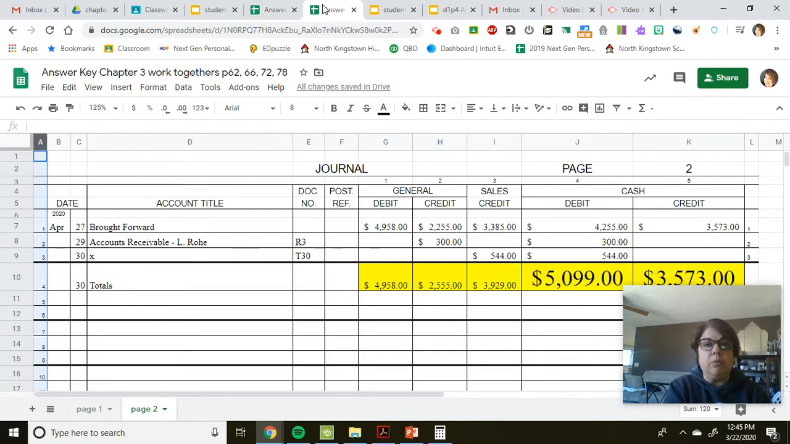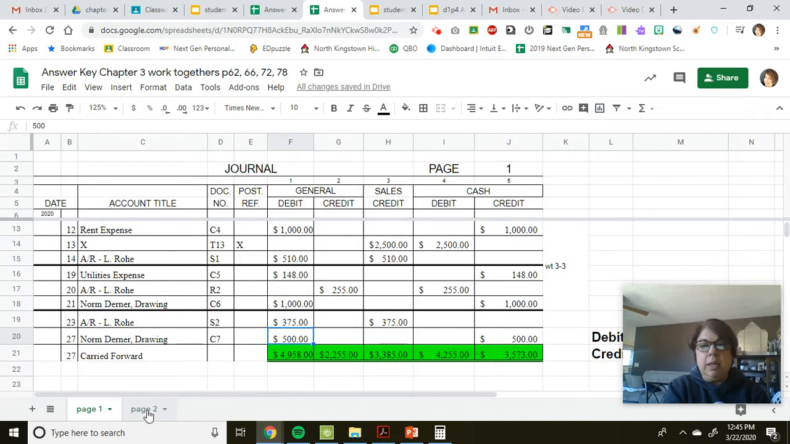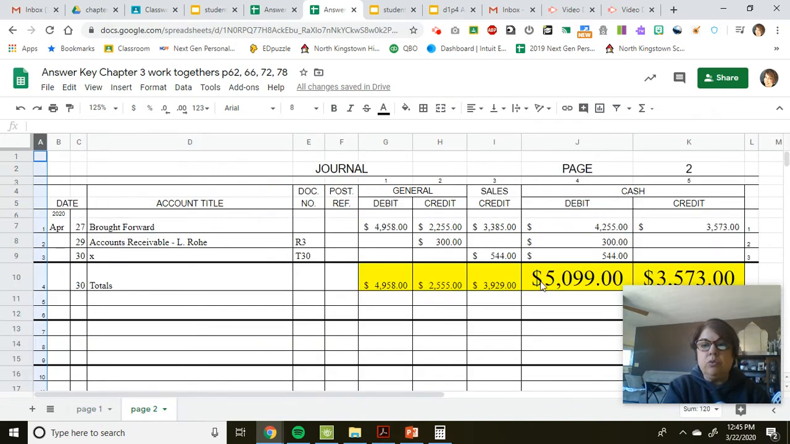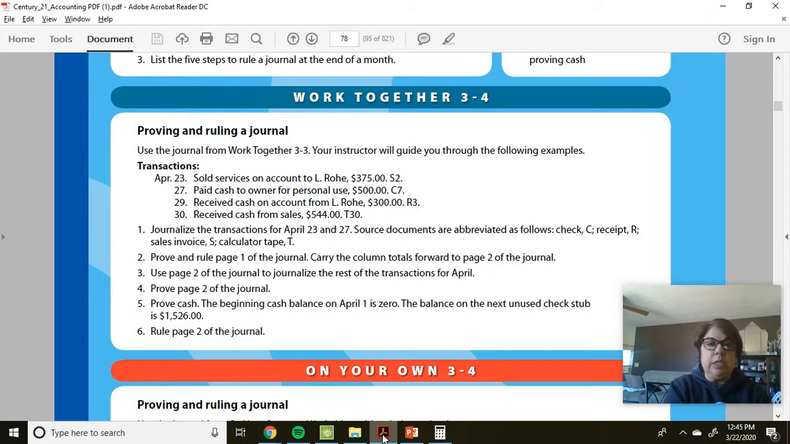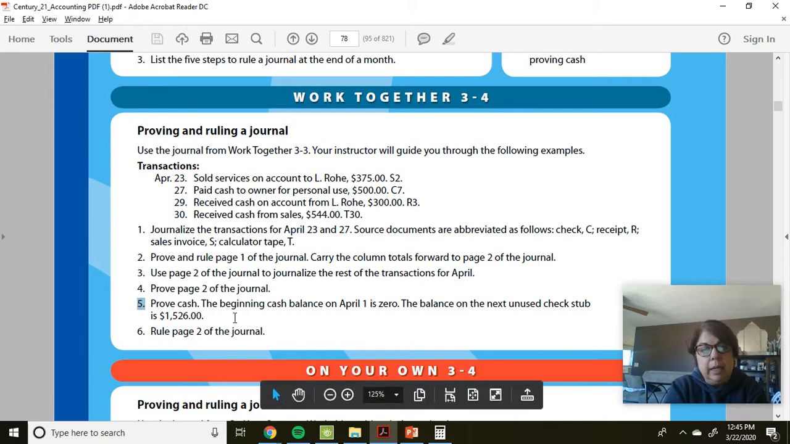So here's my answer key for my work together. I actually have it on page 2, but page 1 is finished also. I've made some videos for those. We're going to focus really just on these two numbers in the cash debit and the cash credit column, but I also need some information from the textbook. On page 78 of the textbook, I want you to focus on instruction number 5, which says how to prove cash. It's telling us that the beginning cash balance on April 1st was $0, and the balance on the next unused check stub is $1,526.